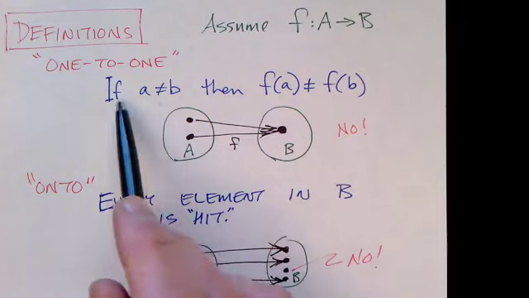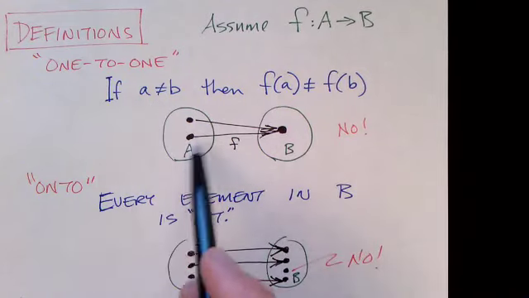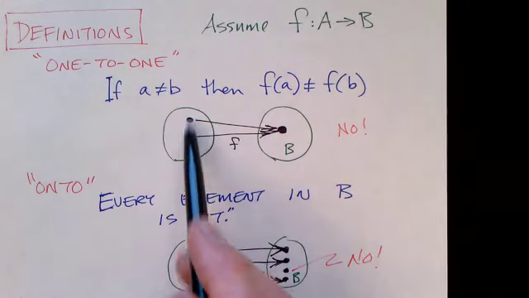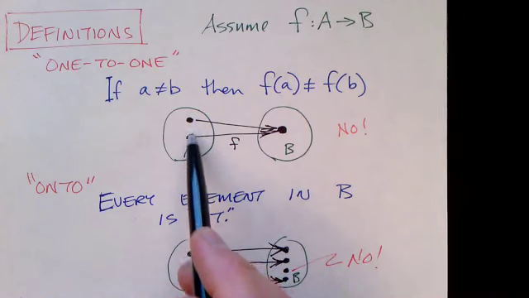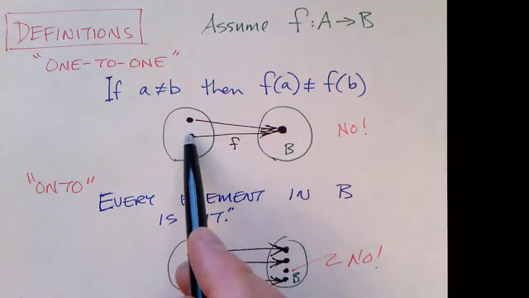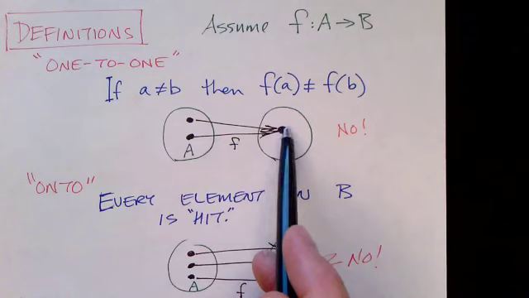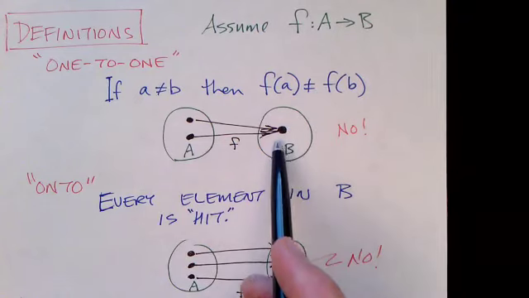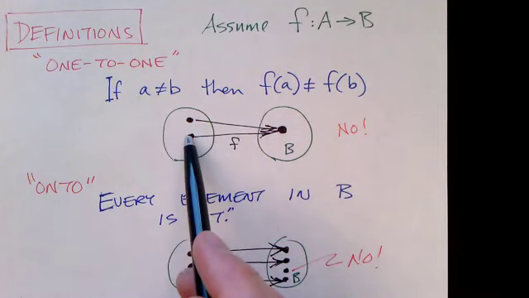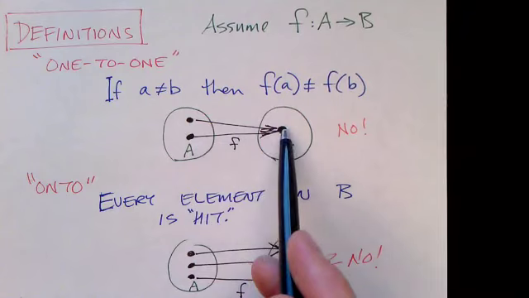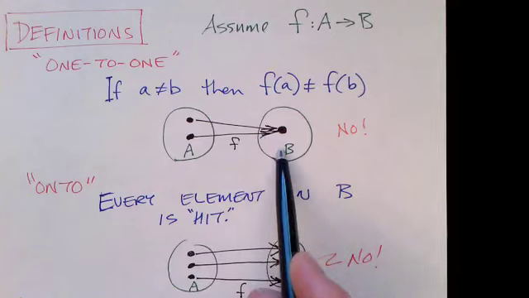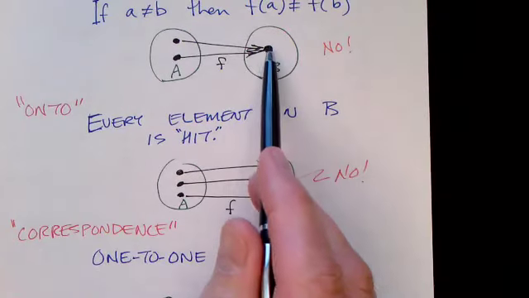Here I'm using a and b, which is slightly confusing because here I'm also using the letters A and B. Perhaps I should say x and y here instead of calling these things little a and little b. But if two elements are different, then when you apply the function to those two elements, you'll get a different element in B. If two elements are different, like these two elements, then when we apply the function to them, we'll get two different elements, elements that are not equal. So we do not allow something like this. We don't allow arrows to touch each other at their heads.